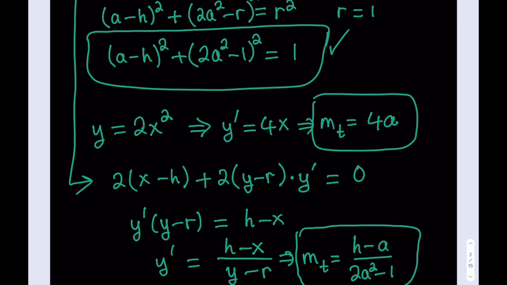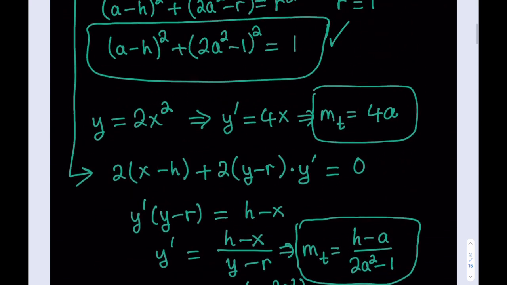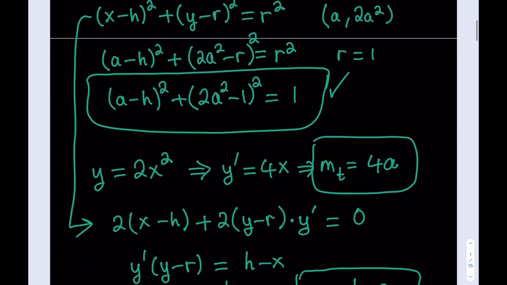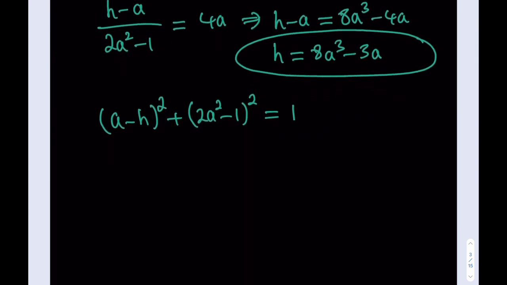So I have a minus h squared plus 2a squared minus 1 squared equals 1. So let me go ahead and copy that equation here. That gives me a minus h squared plus 2a squared minus 1 squared equals 1. All right, so that's my equation that comes from here. And how did I find that? I plugged in the point a comma 2a squared into the equation. So this basically comes directly from the equation of the circle. No differentiation.